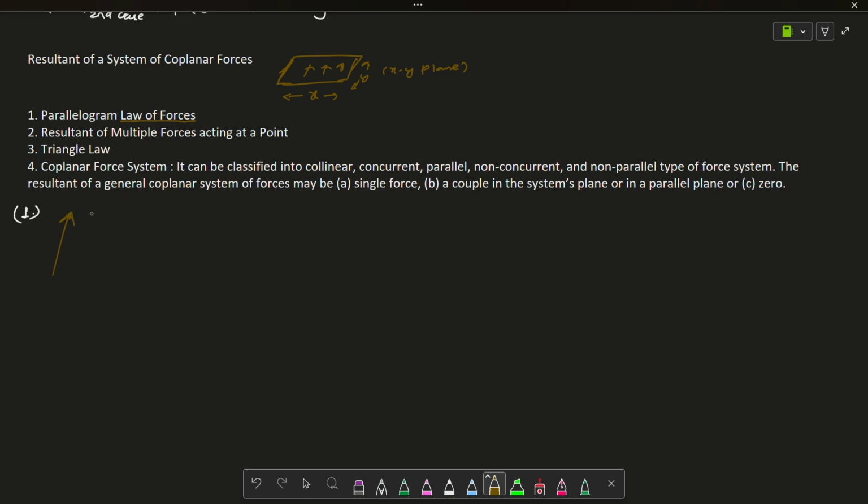Suppose a force is there, let me call it F1, and another force F2. The two forces are applied at any point, let's call it O. Both these forces are planar, that means both are in a single plane, and they make an angle theta with respect to each other.